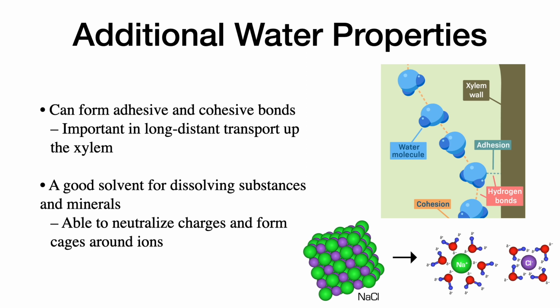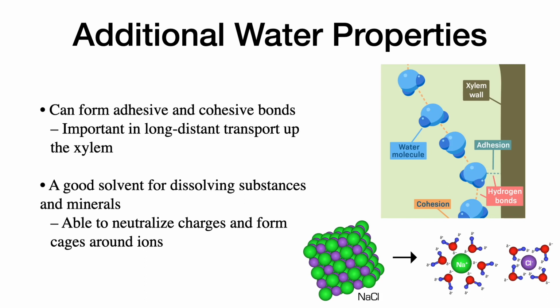Some additional water properties are that they can form adhesive and cohesive bonds. Again, this is a result of hydrogen bonding, and this is important in long-distance transport up the xylem. On the right, we can see the application of hydrogen bonds of the water molecule to the xylem wall structure, which is made up of various organic molecules of cellulose and hemicelluloses. And this attachment by hydrogen bonds to the surface of the xylem wall is known as adhesion.